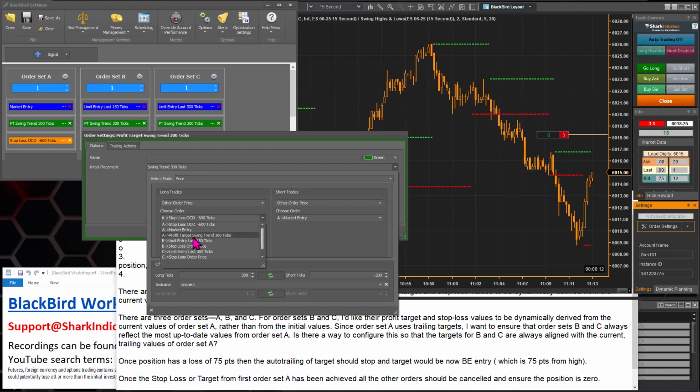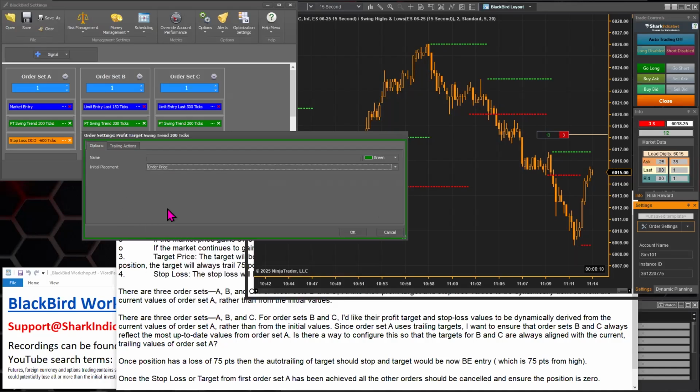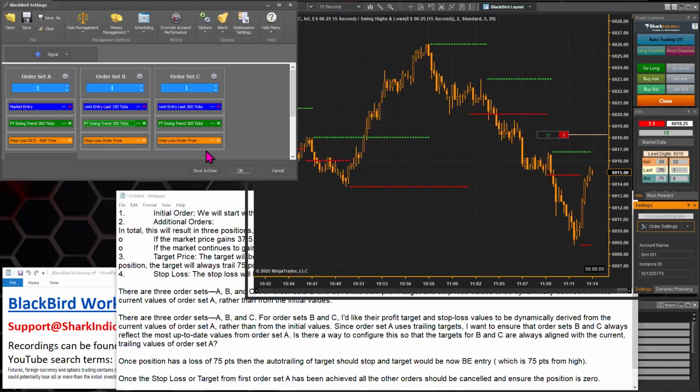So we want to match the profit target for A. So there you go. Get that, switch that over, and clear out the offset there. Yeah, we want it to match it exactly. So there we go. Made that change.